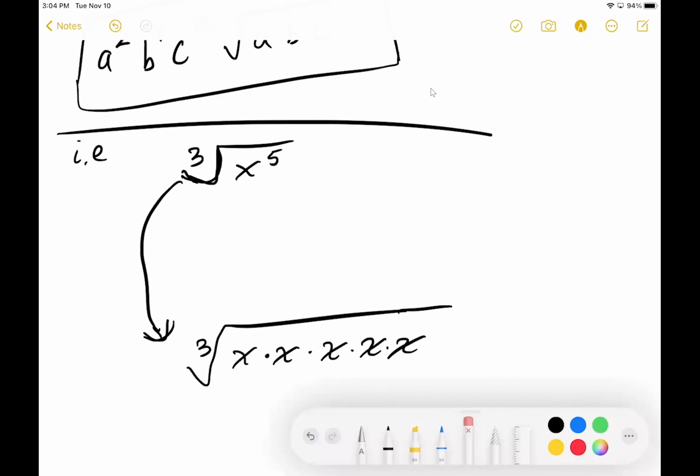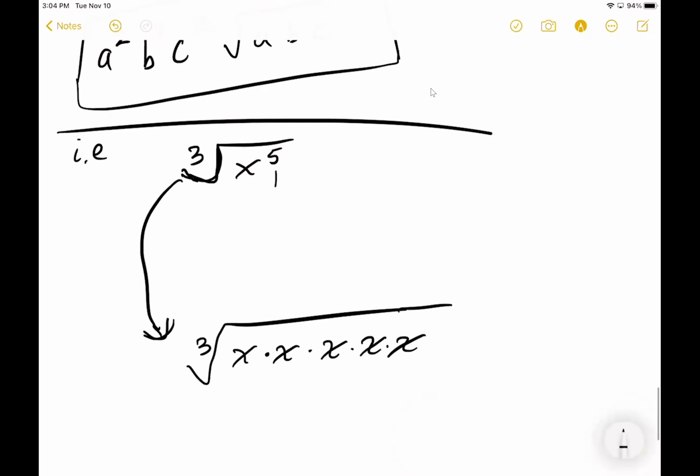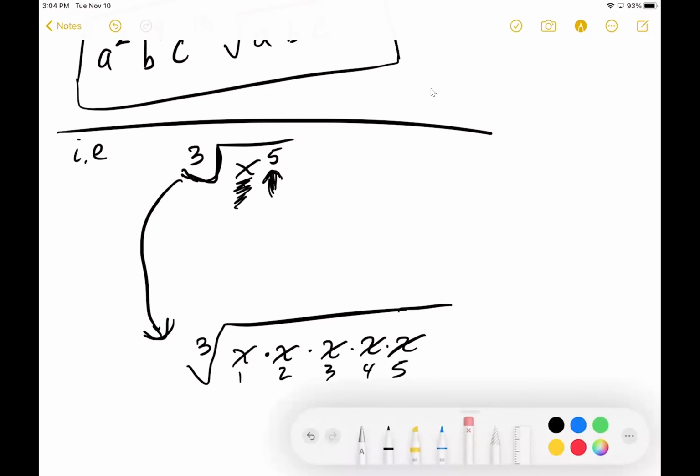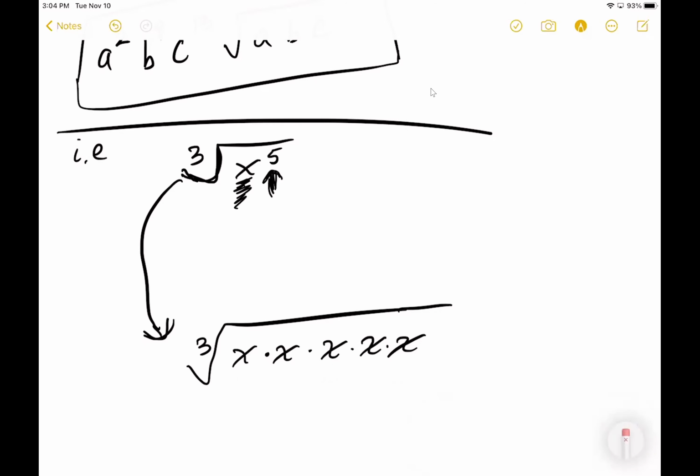Do you agree that X to the fifth power tells me whatever my base is, write it 5 times? 1, 2, 3, 4, 5. That is what my fifth power tells me to do: whatever my X, whatever my base, I write it 5 times. And if you remember, what is the cube root here?